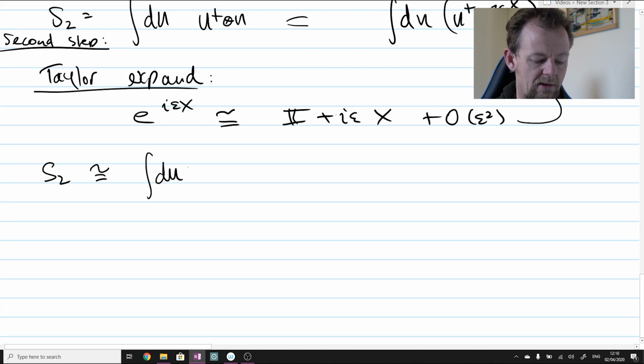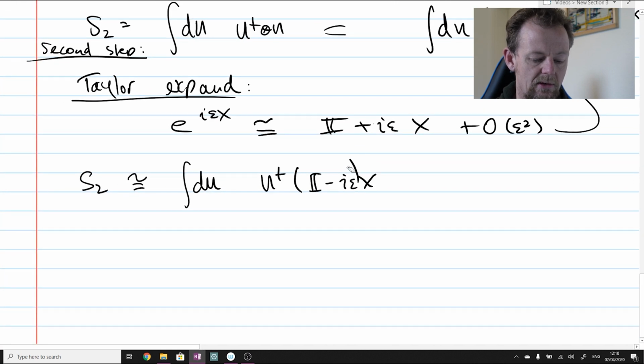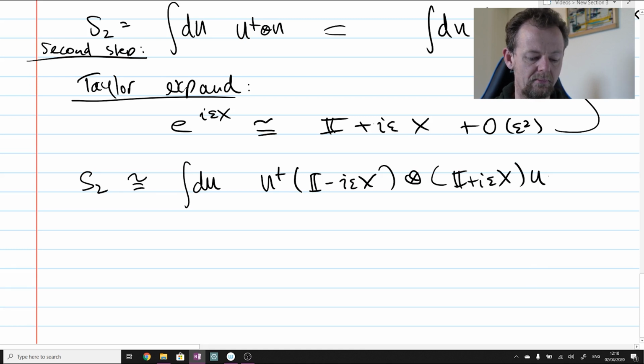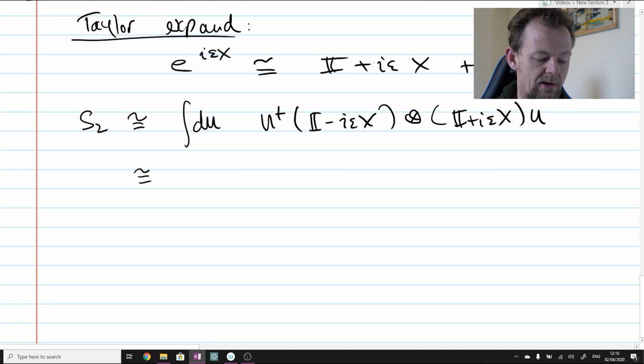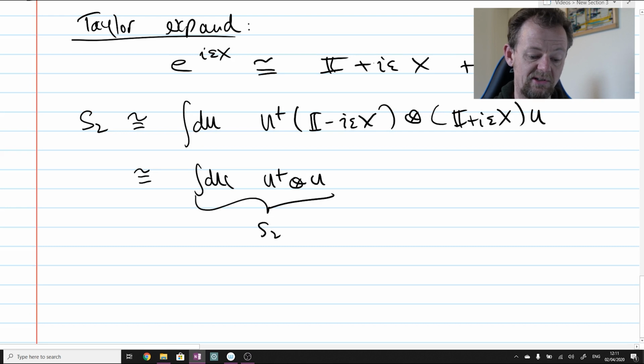So we get integral du, and now we must Taylor expand this e to the minus i epsilon x up there, so we get identity minus i epsilon x. We're only going to keep things to first order, so I'm going to immediately drop all higher order terms, and then I'm going to expand the second tensor product argument and get this expression here. So S2 is approximately equal to that. Now if you multiply everything out and retain to first order, you get a very interesting result. So to zeroth order, we get back S2, right? That's the thing we started with.